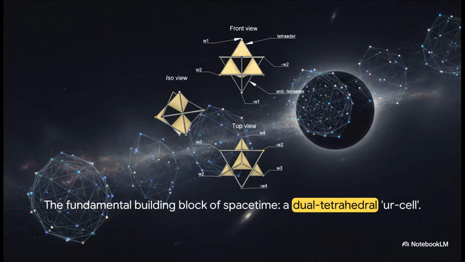And here it is. This is the proposed fundamental building block of that whole lattice. It's a dual tetrahedral unit called an cell. Now, think about this. This isn't just a pixel of space. It's meant to be the fundamental atom of reality. It completely throws out the old idea of a smooth, continuous spacetime and replaces it with this discrete, geometric structure.